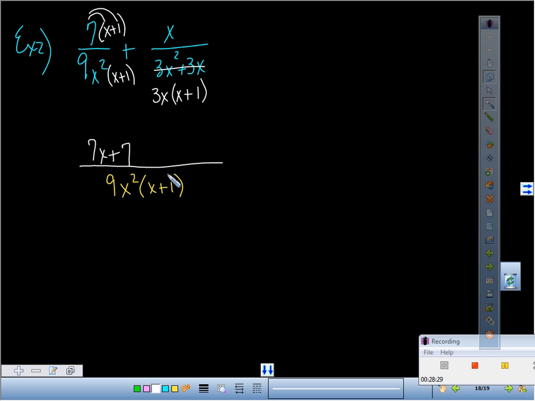Okay? Everybody okay so far? Now, what do I have to do to this denominator to make it look like this? What's missing? x squared plus 3x. I need a 3 to make a 9, and I only have one x, so I need another x. So that means you've got to multiply the top by 3x. What's 3x times x? 3x squared. Okay, so plus 3x squared.